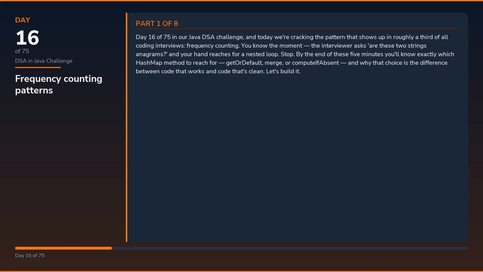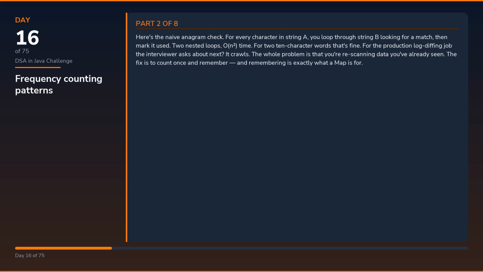Let's build it. Here's the naive anagram check. For every character in string A, you loop through string B looking for a match, then mark it used. 2 nested loops, O(n²) time. For 2 10-character words, that's fine. For the production log diffing job the interviewer asks about next, it crawls. The whole problem is that you're rescanning data you've already seen. The fix is to count once and remember, and remembering is exactly what a map is for.